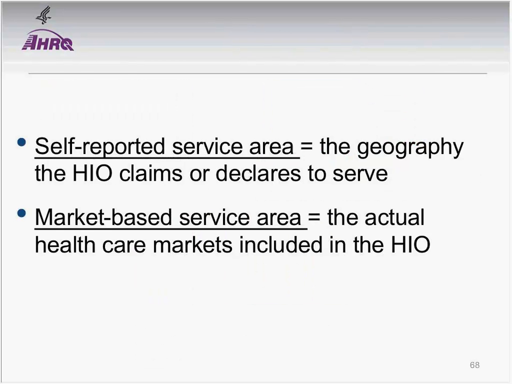On the previous slide, I dropped two terms that I want to be clear about. I am looking first at self-reported service areas. For community HIOs, as we said, it's a long-standing feature that they say they serve a particular community or geography. That's what we're looking at. Self-reported is what the HIO claims to be serving, who they say is within their catchment area or service area. The second definition is a market-based service area, and this is going to be the actual healthcare markets that are included in the HIO's activities.